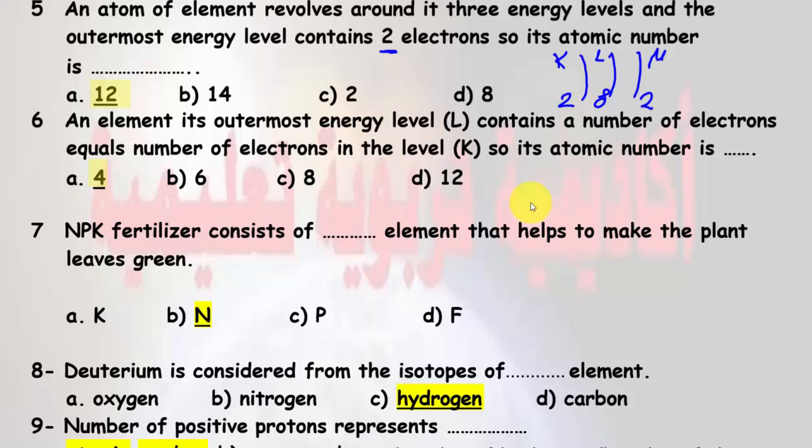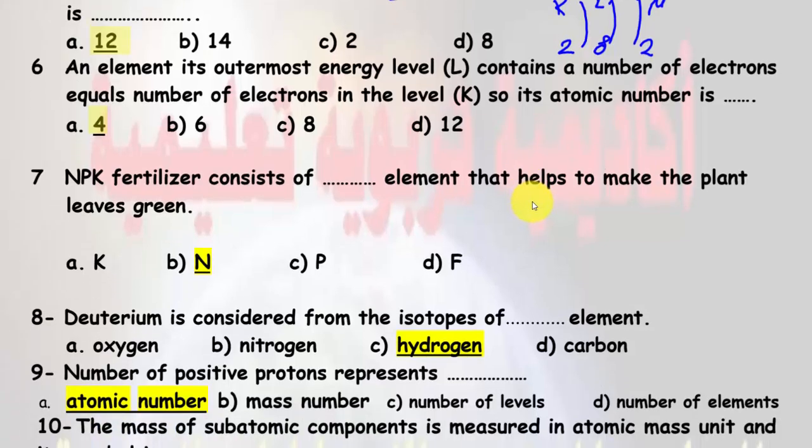Let's move to number 6. The element whose outermost level L contains a number of electrons equal to the number of electrons in level K, and its atomic number is? L means the second energy level. Here is L and K. Equal number of electrons in the K, which is saturated by 2. So L also has 2. So the atomic number will be 2 plus 2. It gives us 4.